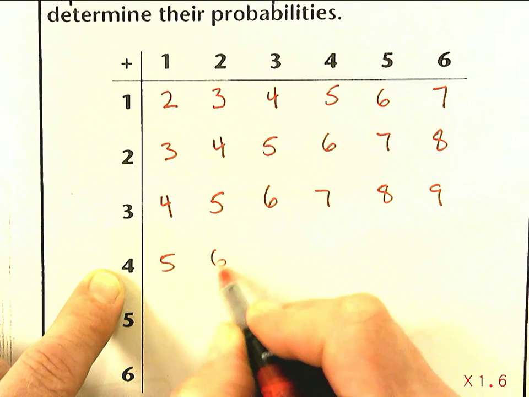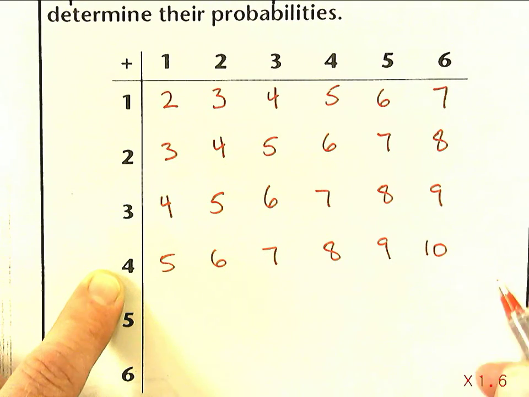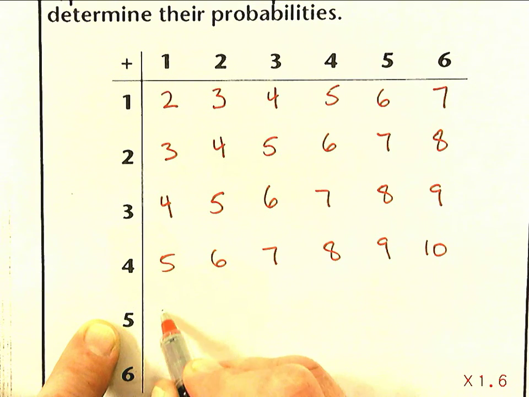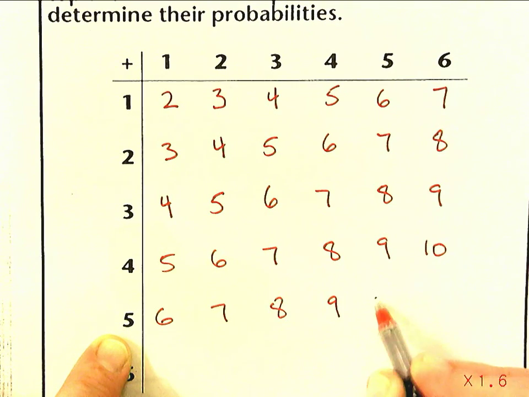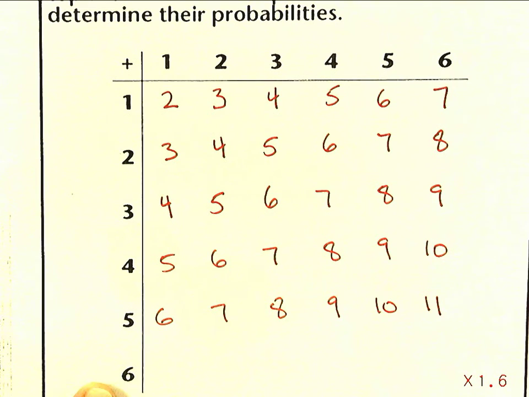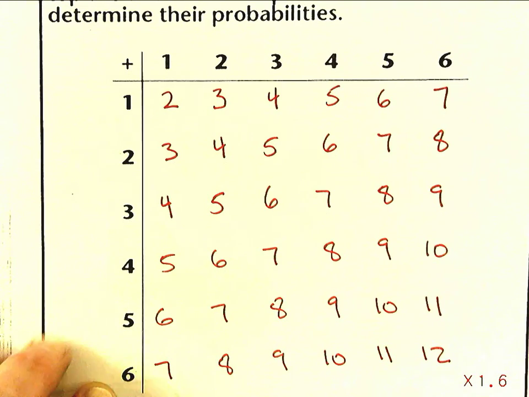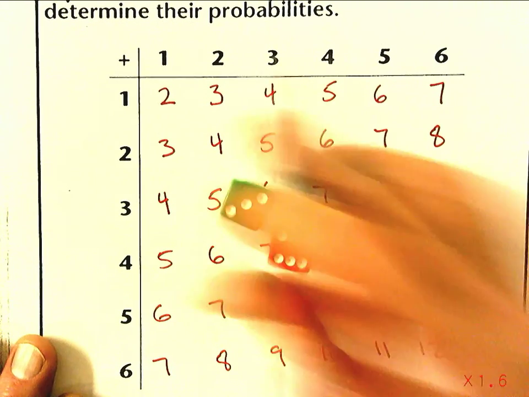5, 6, 7, 8, 9, 10. The 6 and the 4 give me the 10. And 5 and 1 is 6, 7, 8, 9, 10, 11. And then 6 and 1 is 7, 8, 9, 10, 11, 12. So what I basically have now is a chart of all the possible outcomes when I roll 2 dice.